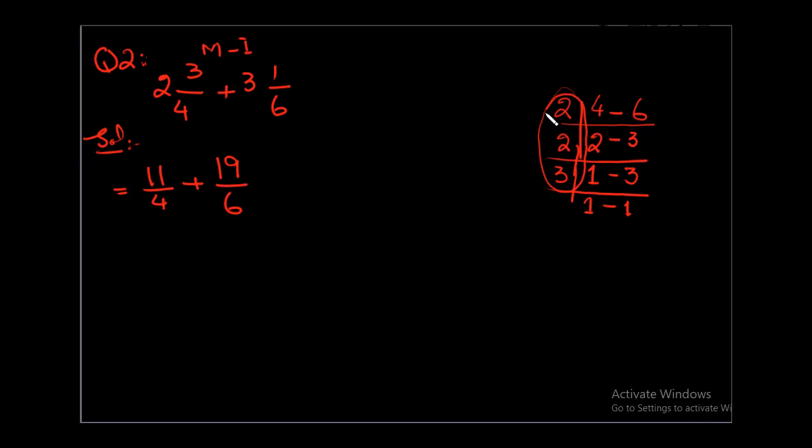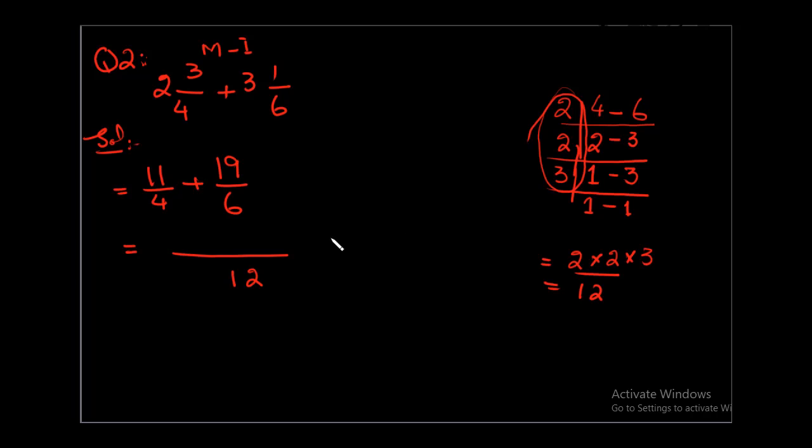These are the numbers which give us the LCM when we multiply them. So that is 2 multiplied by 2 multiplied by 3. So 2 twos are 4, and 4 multiplied by 3 is 12. So here our LCM is 12. Clear? It is clear that our LCM is 12.